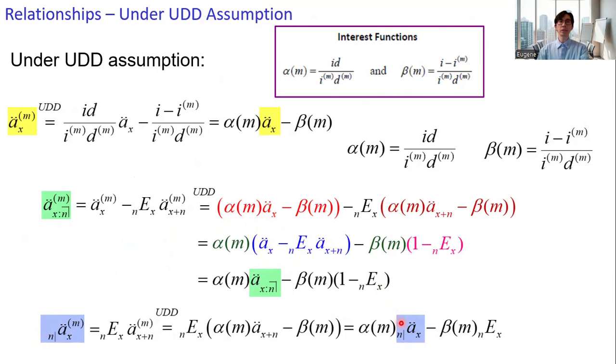And then the other difference is the last term related to beta(m). For the life annuity due, we simply have beta(m). For the n-year temporary annuity due, beta(m) is multiplied by the expression 1 minus nEx. And then for the deferred annuity due, the term beta(m) is multiplied by nEx.